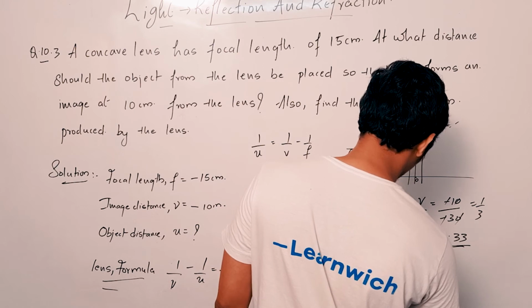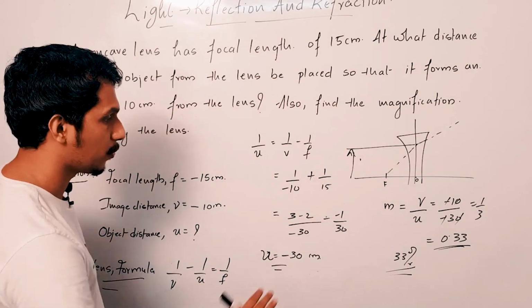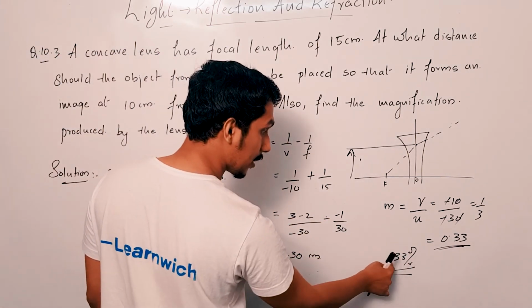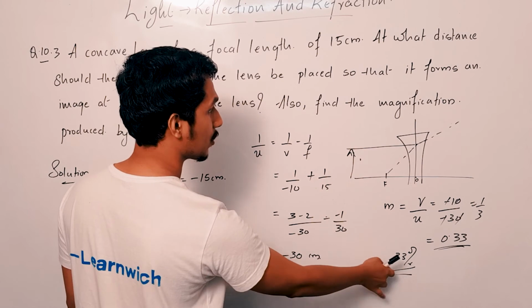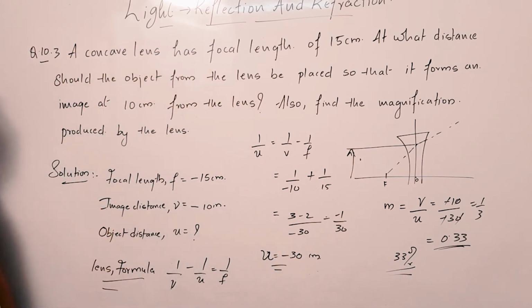0.33 means it's only 33%. So the image is diminished. If it's more than 100%, then I can say it's enlarged, but here it is less than 100%, it is 33% of the object, so the image is diminished. Okay, so please note down, and let's go to question number 4.